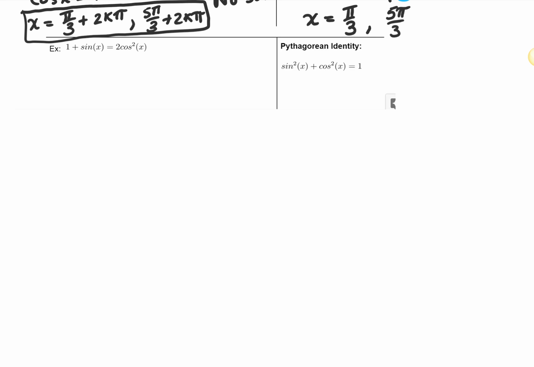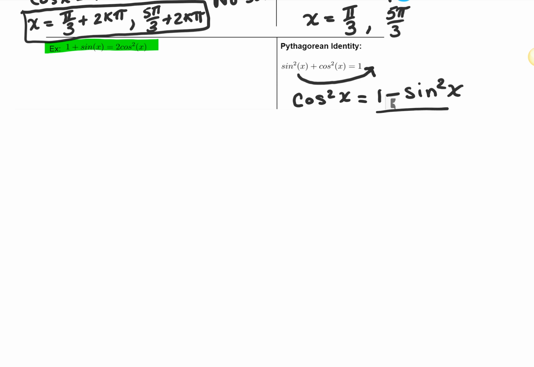Well, the trick is that you want it all in terms of all sines or all cosines. This one that's not the case at all. So what we're going to do, I'm going to make use of this Pythagorean identity here. Let me move this sine squared to the other side, and I'm going to say cosine squared x equals 1 minus the sine squared. Just as simple as that. And now I'm going to come back over here to my equation, and I'm going to make this substitution here.